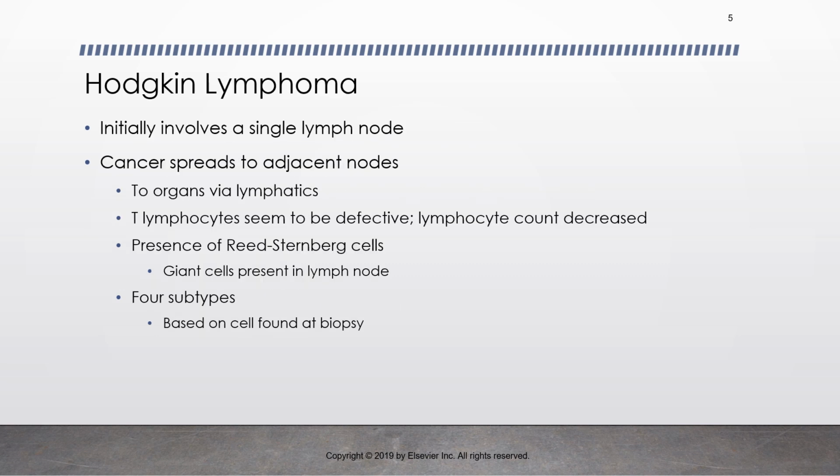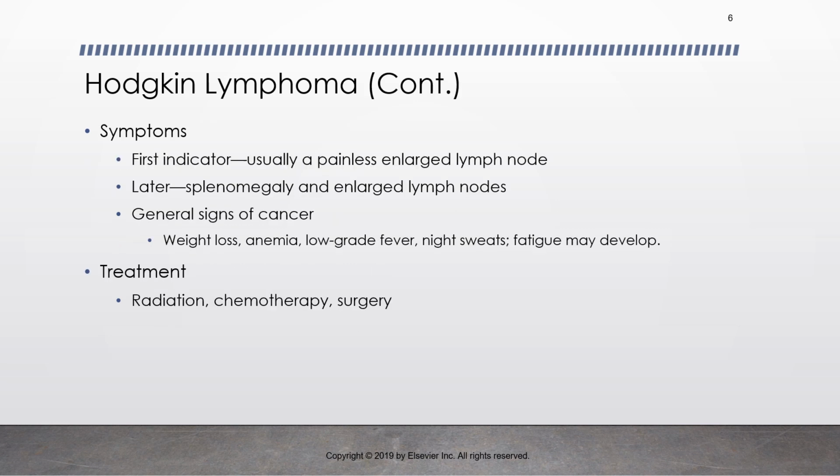Hodgkin's lymphoma initially involves a single lymph node, usually in the neck, and then the cancer spreads to the adjacent lymph nodes and then goes into the organs via the lymphatic system. The T lymphocyte is defective and the lymphocyte count is decreased, and then you'll see the Reed-Sternberg cells, and these are giant cells present in the lymph node that are used to diagnose Hodgkin's lymphoma, and we see that like in a biopsy.